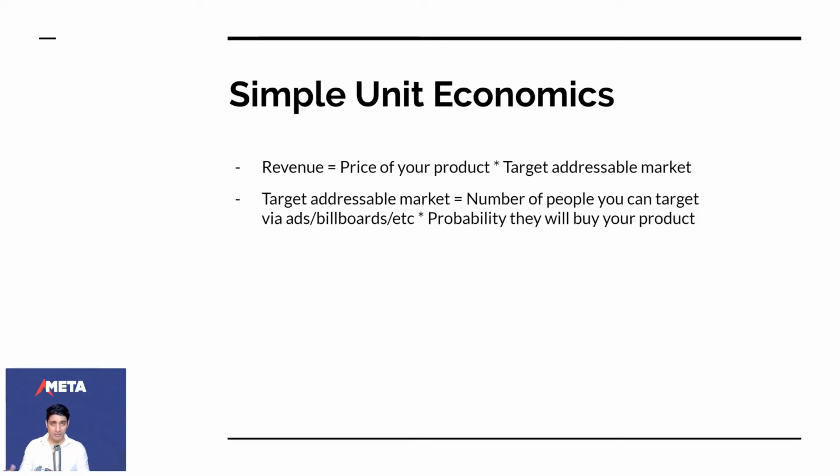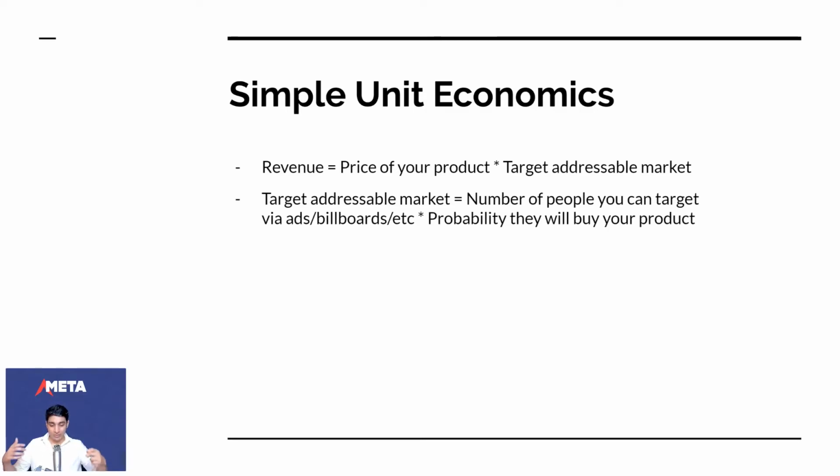For example, out of the billions of people in India, only about 400 million people actually have internet connectivity. Right? So those numbers matter a lot, especially if you're selling an internet product, then your market is no longer a billion people. It's less than 400 million, actually even smaller than that because the active users of the internet are much lesser. So target addressable market, it really depends on the number of people you can reach. So it's the number of people you can target via ads, billboards, etc. into the probability they will actually buy your product.